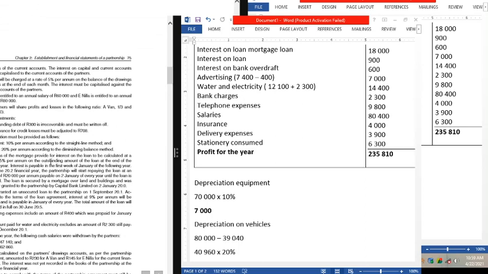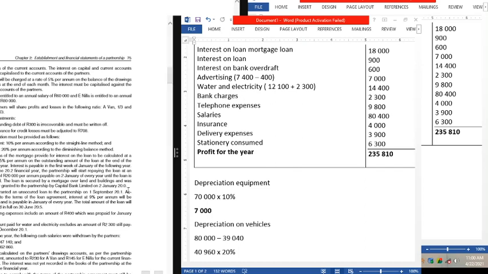The terms of the mortgage provide for interest on the loan to be calculated at a rate of 15% per annum on the outstanding amount of the loan at the end of the financial year. Interest is payable in the first week of January of the following year. During the 2022 financial year, the partnership will start repaying the loan at an amount of 20,000 per annum payable in January of every year until the loan is fully paid. The loan is secured by mortgage over land and building and was originally granted to the partnership by Capital Bank Limited on 2 January 2020.